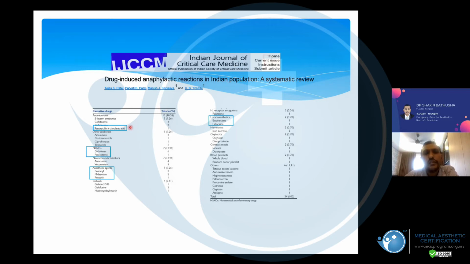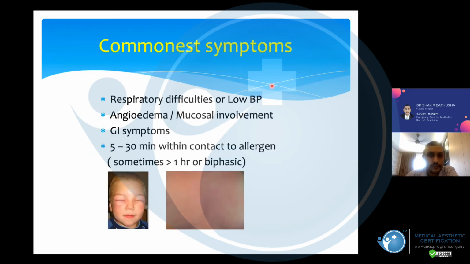We look at things that we commonly prescribe to patients. There are also causative drugs which can cause anaphylaxis: your Voltaren or diclofenac sodium, your PCM, your anesthetic agents like fentanyl, midazolam, propofol, and also your local anesthetics like bupivacaine and lidocaine. So it's always better for you to know what you are using and what are the risks associated with the product that you are using, so that you are well aware of the complications and well prepared if a complication happens. And talking about anaphylaxis, what are the common symptoms?